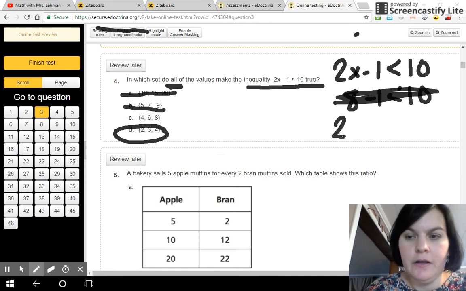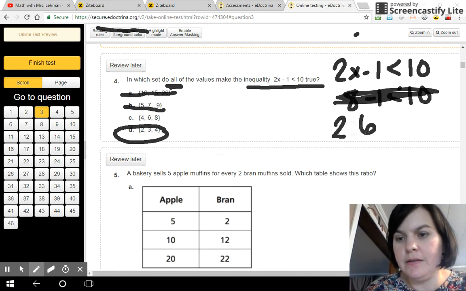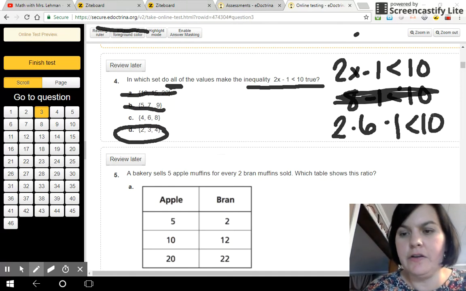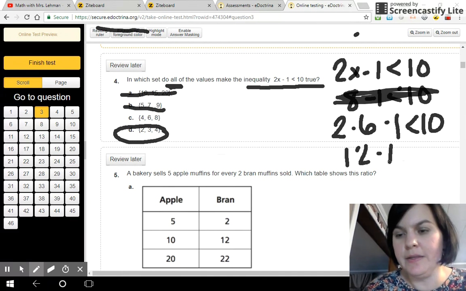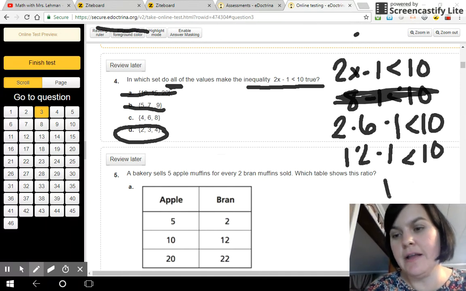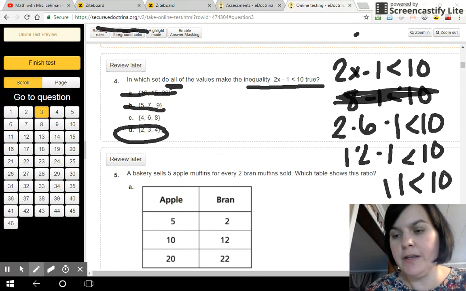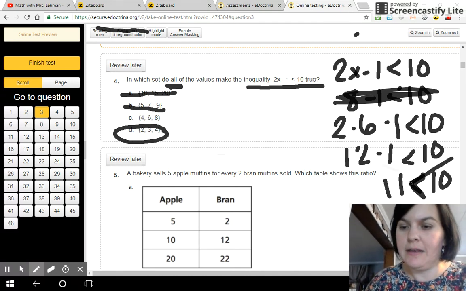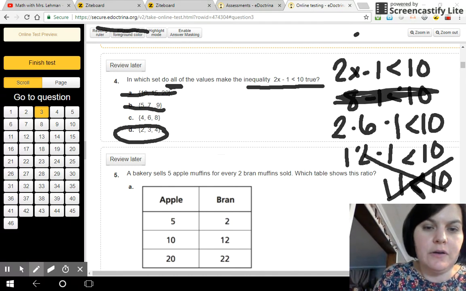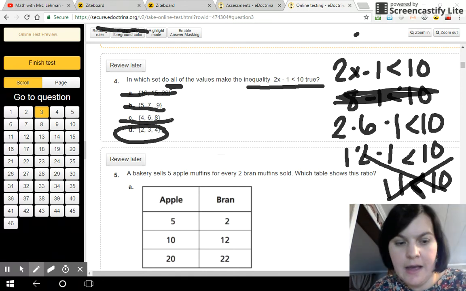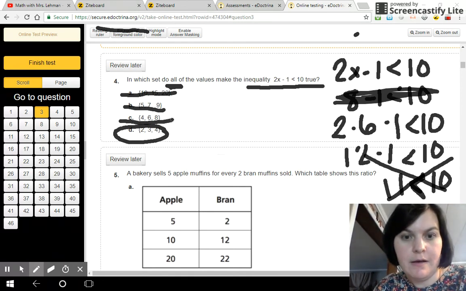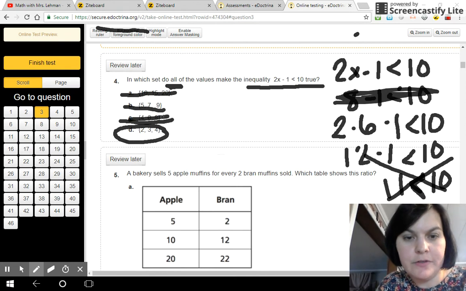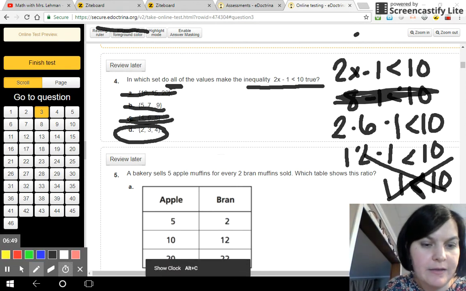All right, let's try 6. 2 times 6, minus 1 is less than 10. And you're going to get 12 minus 1 is less than 10. Well, 11 is not less than 10. Remember, with inequalities, this inequality symbol points to the little guy. So this is not correct. So choice C is out of the running here. So the correct answer is D. If you plug in any of those, it'll work.